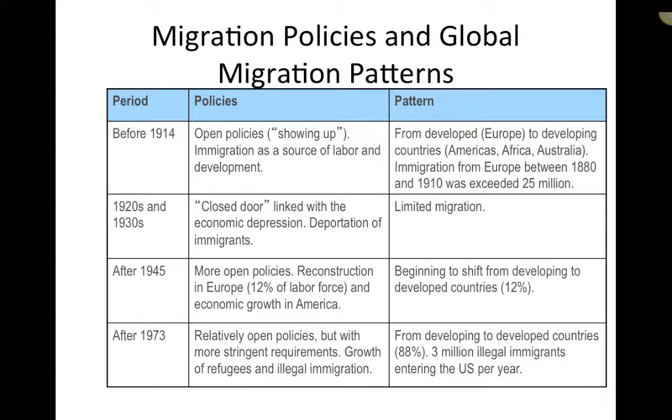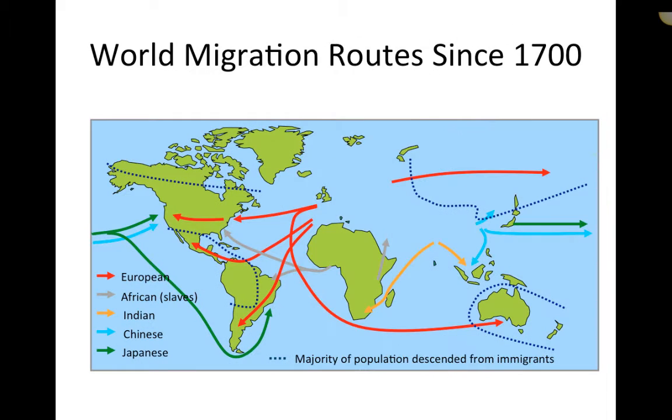This is where we see the beginning of the shift from developing to developed countries. That's a pattern that we see. And then after the 1970s, relatively open. We do have some stringent requirements when you go through the legal process. It can take years, and it is very stringent. However, we have had a growth of refugees and illegal immigration. We don't necessarily enforce all our laws. Some laws are said that they should be modified, but they're not necessarily implemented.